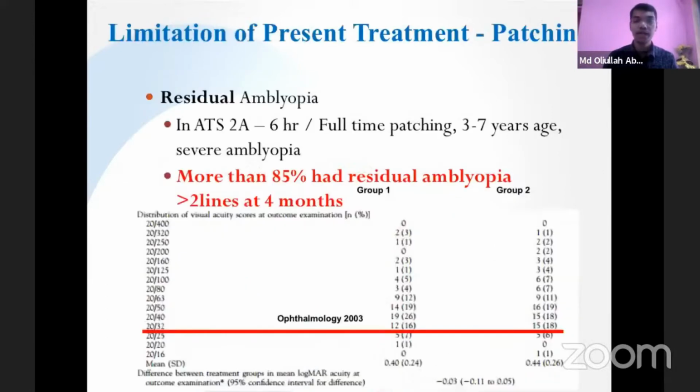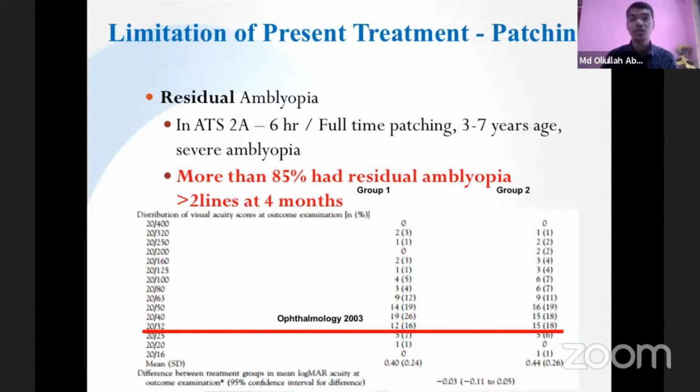Out of those, dichoptics is coming up to be one of the front runners, and this is exactly why people are looking for those newer modalities. If you go by the literature, even with the best possible management of patching at this point in time, you still end up with some amount of residual amblyopia.